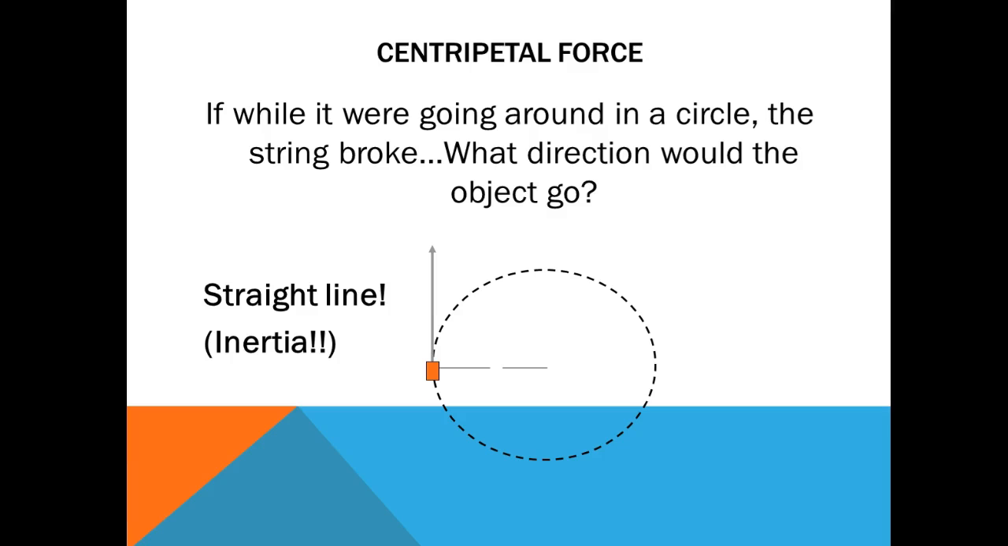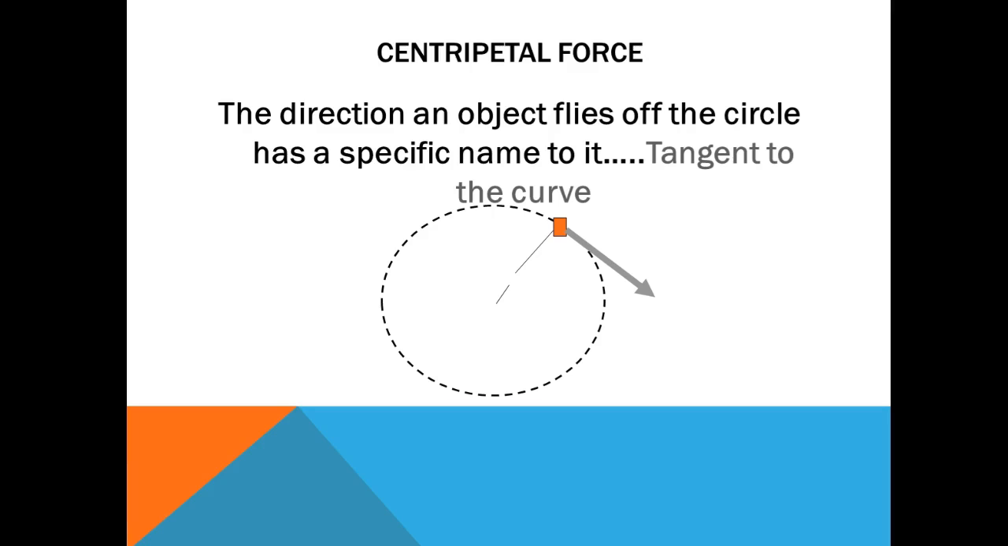We would call that tangent to the curve. That means it's a line that only has one point that crosses over with the circular path of the object. The direction an object flies off the circle has a specific name. So again, this is tangent to the curve. So no matter where that string's cut, it's going to be tangent.